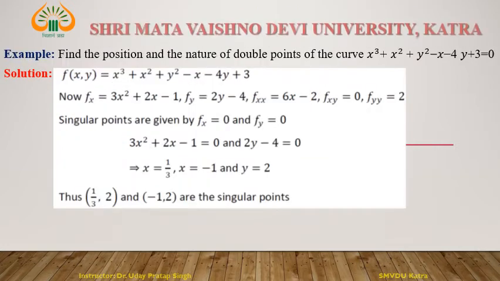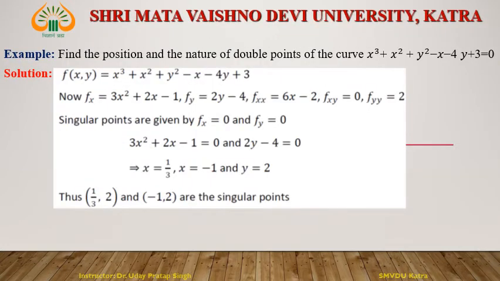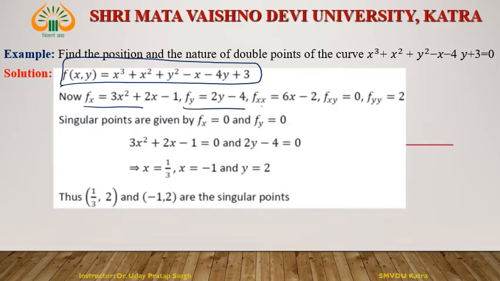See another, fxy is equal to this equation. Okay, now evaluate all the terms fx, fy, fxx, fxy, fyy. fx equal to 0 and fy equal to 0. Solving these two, x is equal to 1/3, x equal to minus 1 and y equal to 2. The points are (1/3, 2) and (-1, 2).